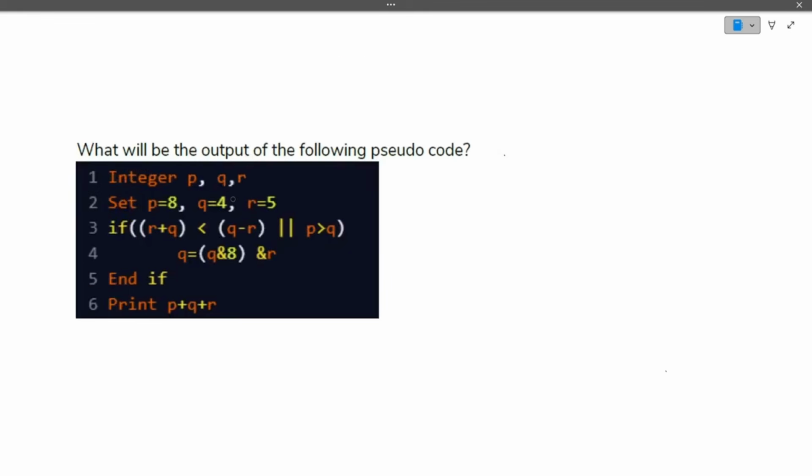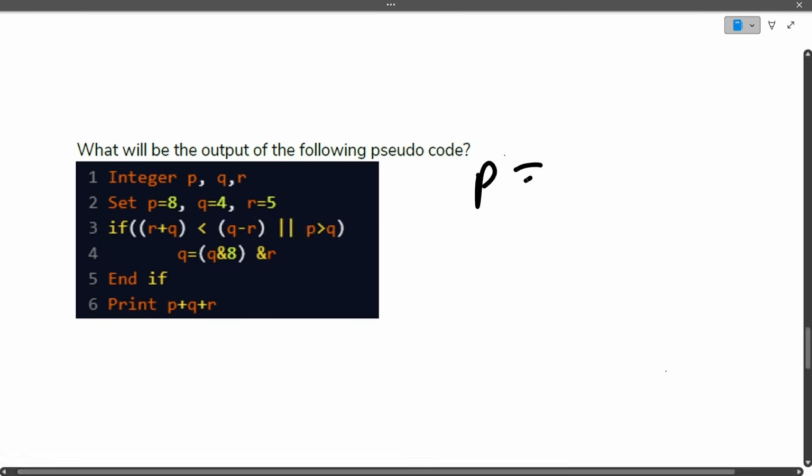Okay, so guys, in this particular question, you will learn something new, that is the precedence of logical operators. Okay, so we are having P is 8, Q is 4, R is 5.